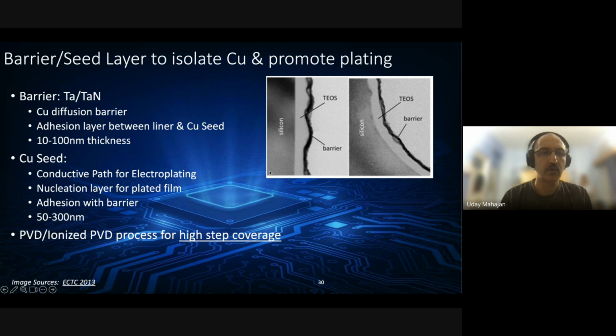And the ionized PVD process essentially generates a plasma between the target and the wafer, which ionizes the sputtered atoms and improves the film uniformity and the film coverage. And again, for next generation processes, people are considering migrating away from PVD to atomic layer deposition and new materials, potentially like, say, ruthenium, to replace tantalum or tantalum nitride.